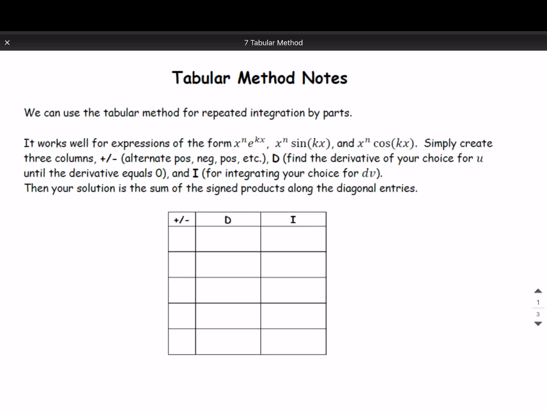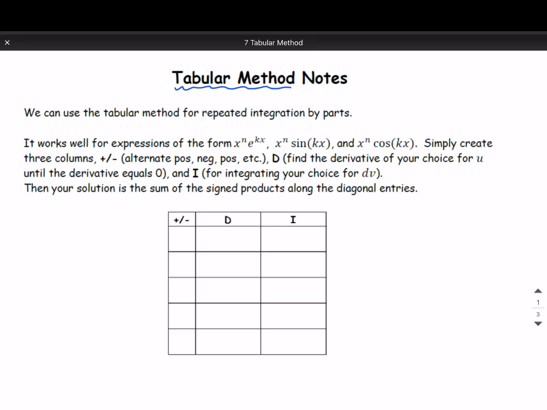Hello, my darlings. Okay, so what I want to look at now is the repeated integration by parts, where we found a u and a dv, and we used our rule, and then we found we had to do it again, and we had to do it again, and we had to do it again. We saw several of those in class, and we wondered if there was a simpler way. And there is. It's called the tabular method. It's where we use a table to help us out.